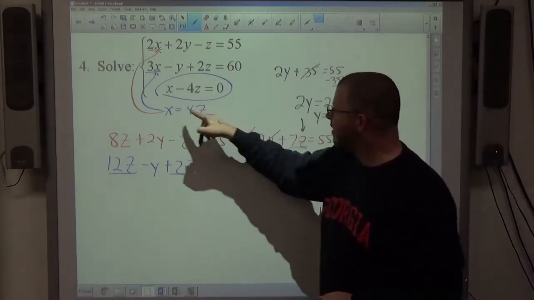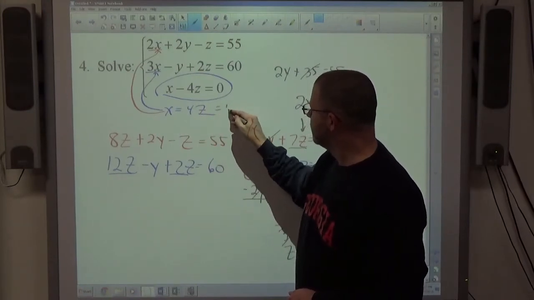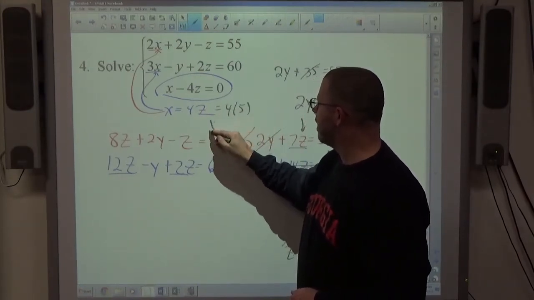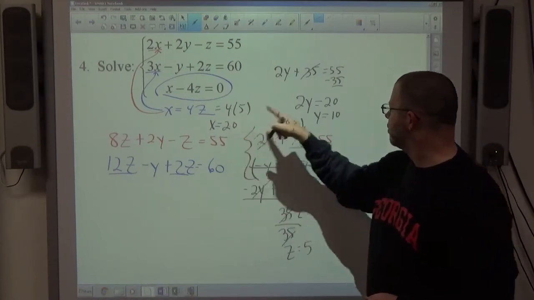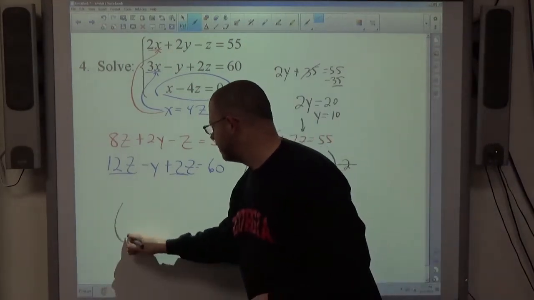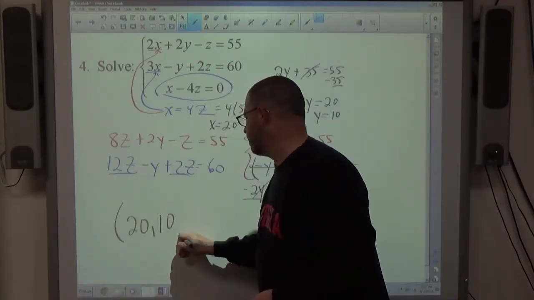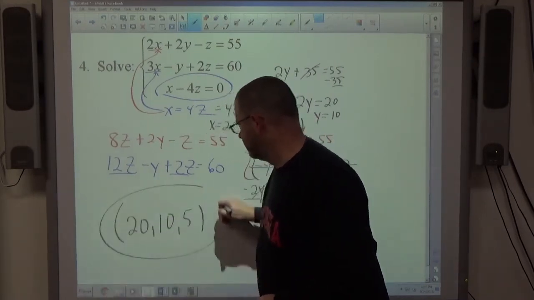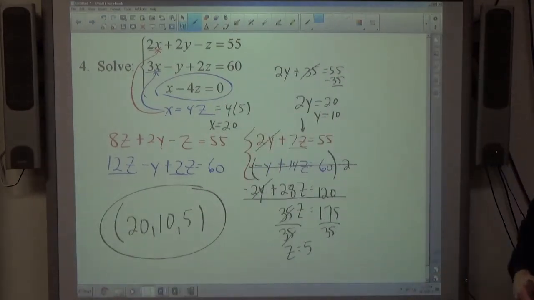And finally, I know x is equal to 4 times z. Z is 5. 4 times 5 is equal to 20. So x is 20, y is 10, z is 5. X first, y second, z last. So 20, 10, 5 would be the correct solution to that problem. Write your answers in order triple. X first, y second, z third.